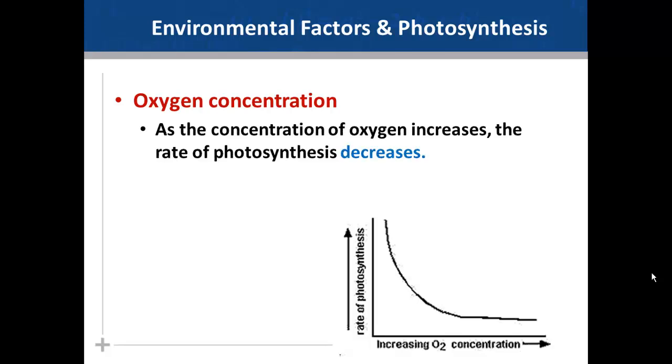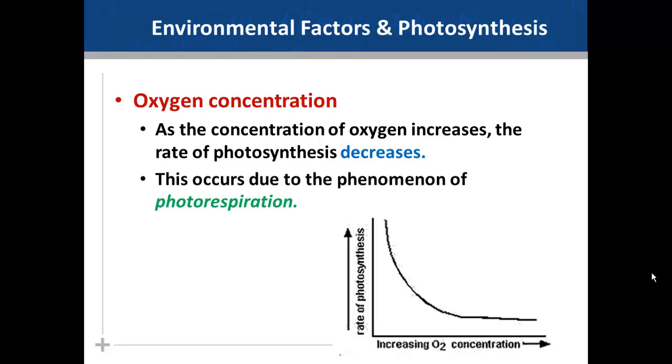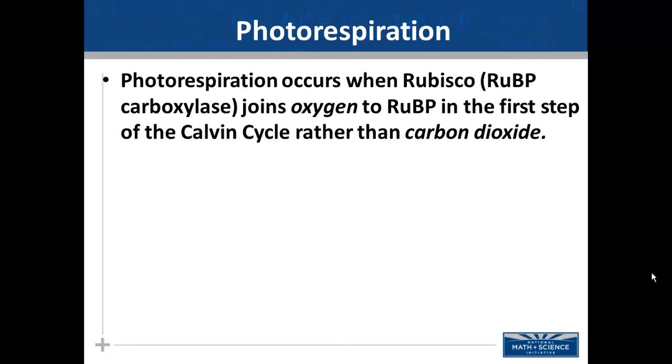As the concentration of oxygen increases, the rate of photosynthesis decreases. So the more oxygen there is in the environment, the less quickly photosynthesis happens. And the reason for that is because of something called photorespiration, which is what we're going to talk about next. You need to remember that photorespiration is not something that's beneficial for photoautotrophs. This is something that they are hopefully trying to avoid. Again, not consciously, but it's not good for them in terms of survival.